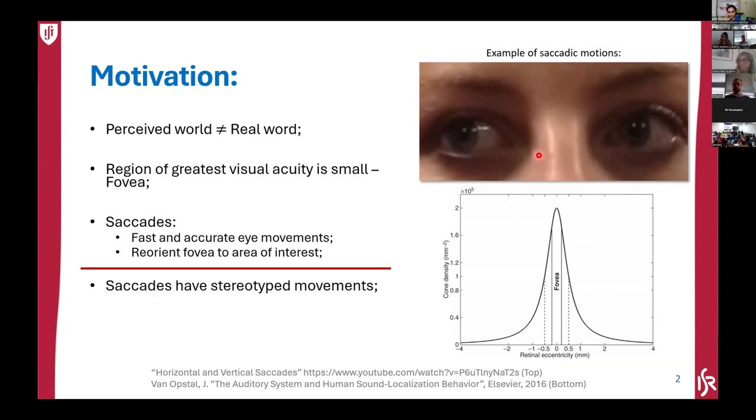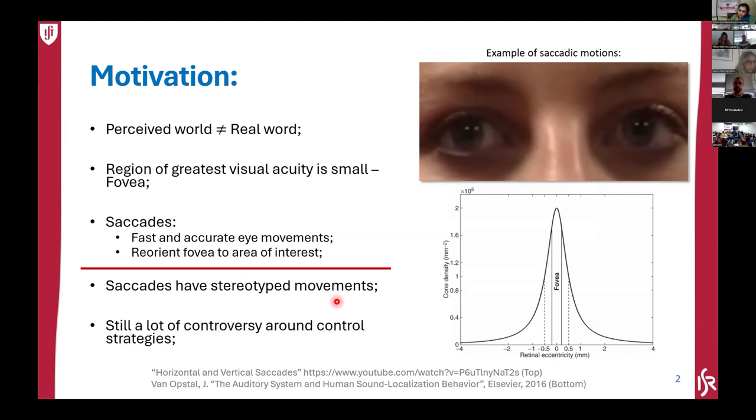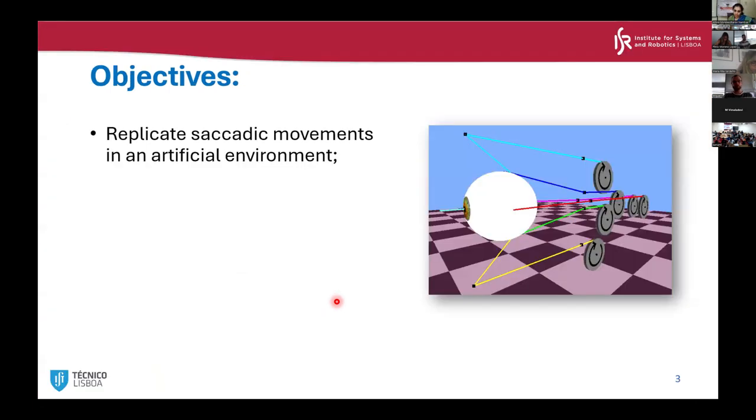Saccades have been a hot topic of research over the past years, and now we know that they are quite stereotyped movements, meaning that they follow certain rules which are equal even for different individuals of the same species. Nevertheless, the underlying mechanisms by which these motions are created are still not well understood. In this work, therefore, we set out to replicate saccadic-like movements, which I will briefly explain, using a biomimetic eye model, represented in this picture.